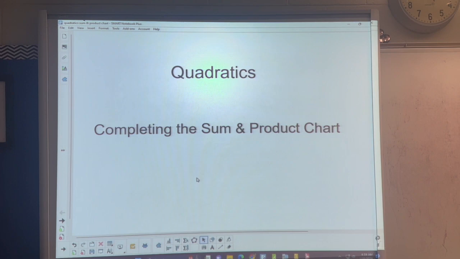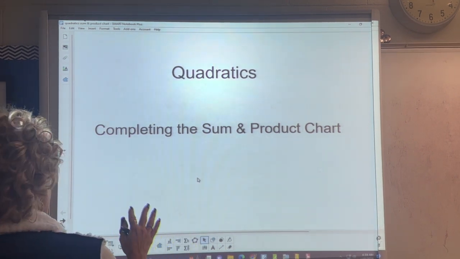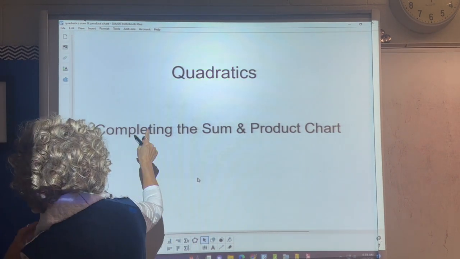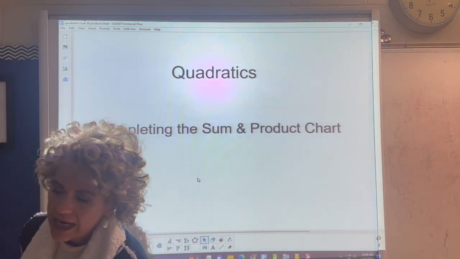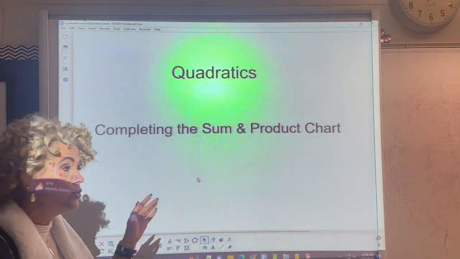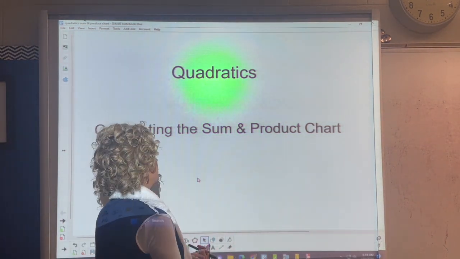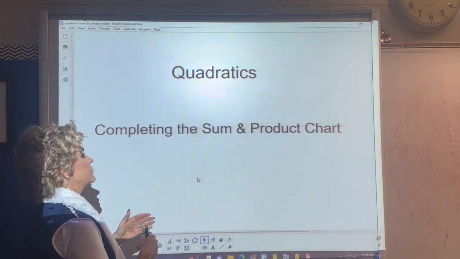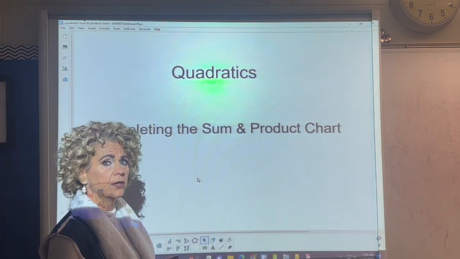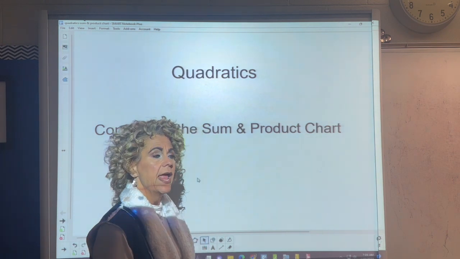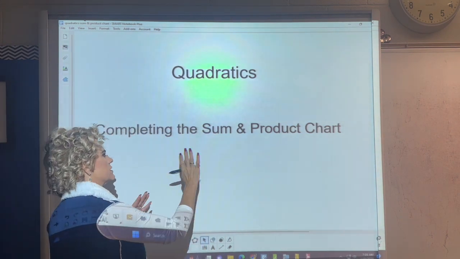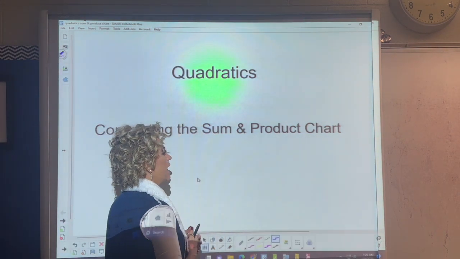Okay, we are going to continue working on quadratics. Today we are going to complete the sum and product chart. Yesterday we were introduced just to setting up the sum and product chart, but today we're going to not only set it up, but complete it. And you may say, okay, why? What does the sum and product chart have to do with quadratics?